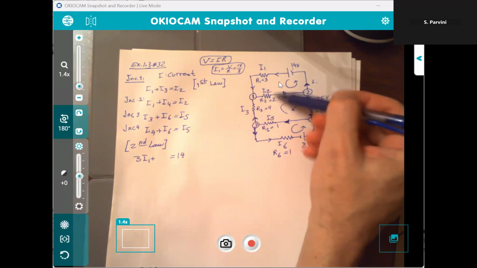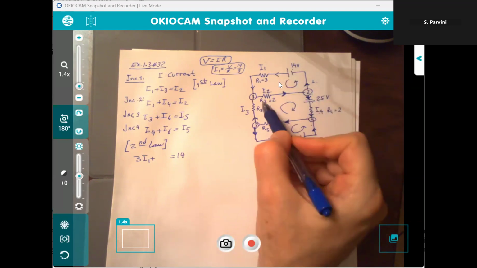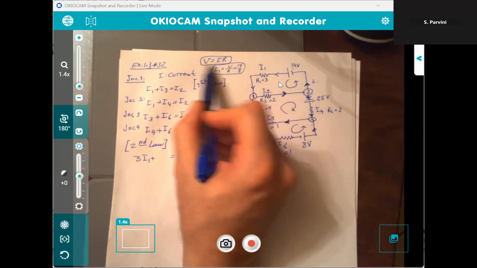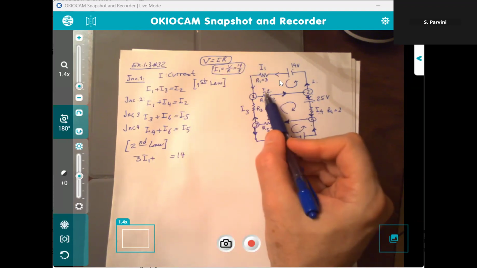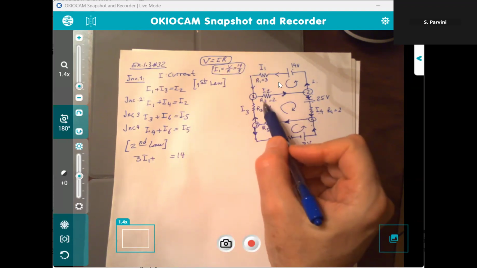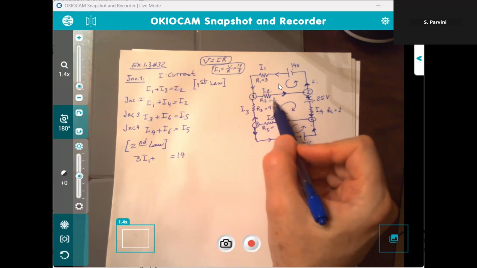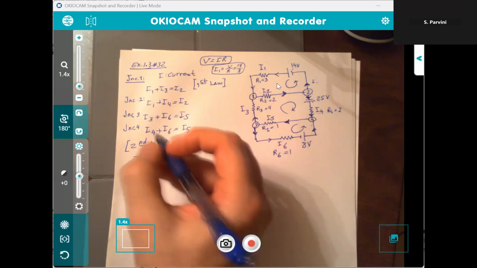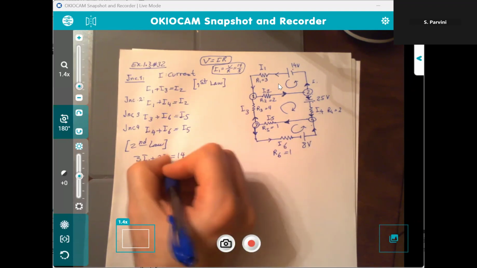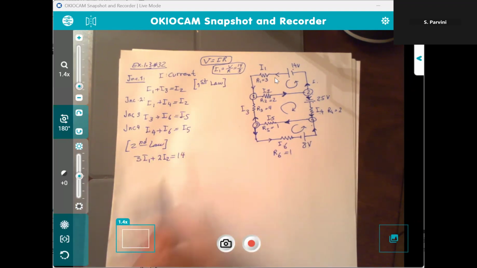For this resistance it is I2, R2 I2, because we're doing voltage IR. So you multiply its I by its R. R2 I2 would be 2 I2, because R2 is 2 ohms. That's going to be 2I2 equal 14. Is everyone okay on that one?